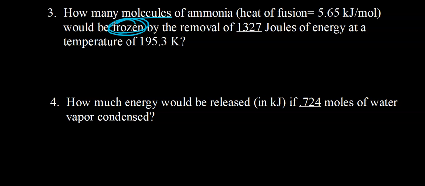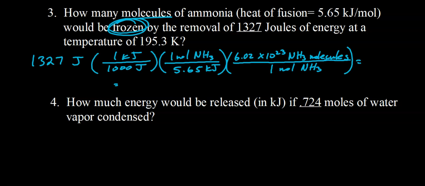Guess what? What is 195.3 Kelvin? That happens to be the freezing point for ammonia. So again, this is telling us that there's no temperature change occurring. That's just a phase change. The ammonia is freezing. All right, go ahead and pause the video and set this one up.